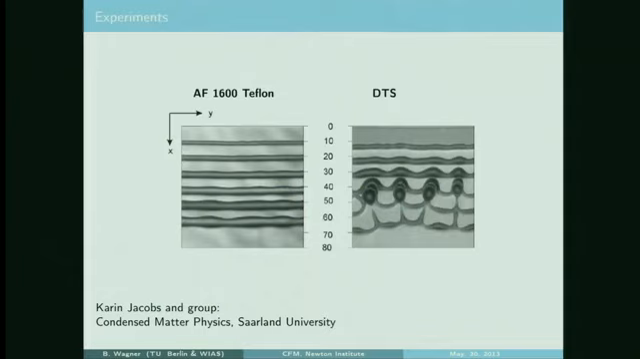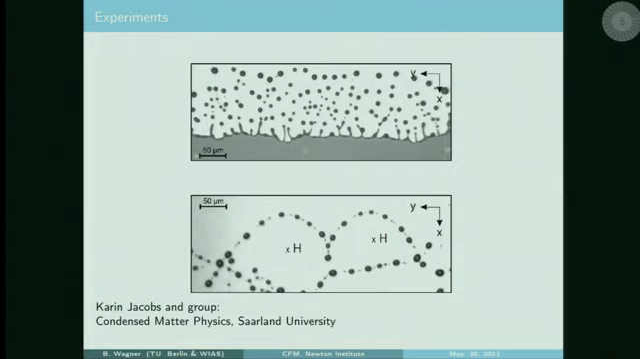So I will tell you a little bit about how we went about modeling this. These are some later pictures of the DTS, OTS coating and a Teflon coating. So they also look much different later on in the remaining part.